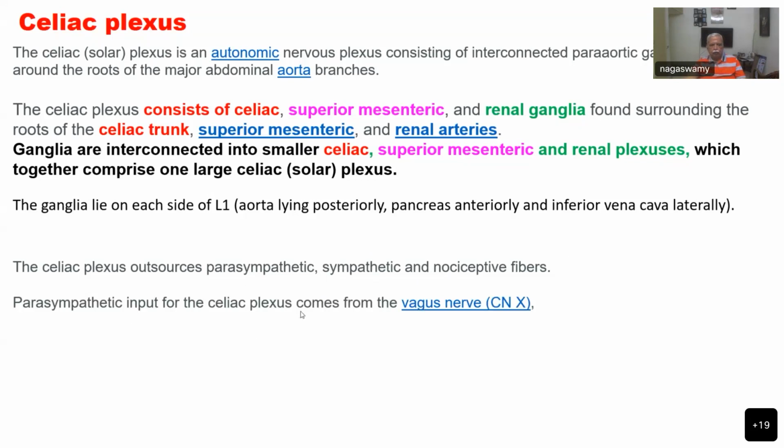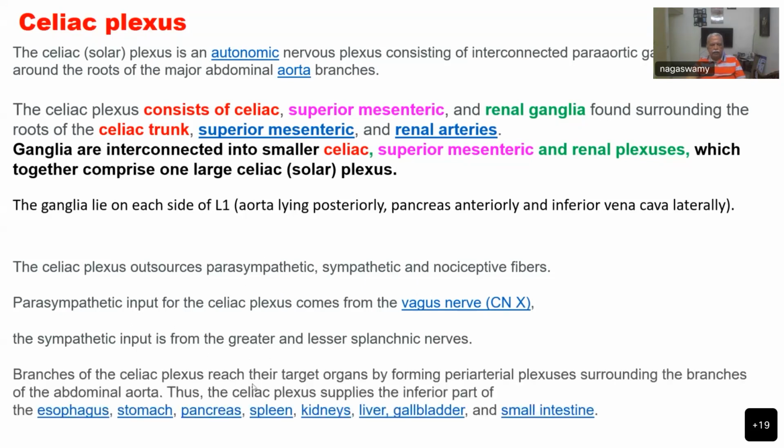The parasympathetic input for this plexus is from the vagus nerve, and the sympathetic is from the greater and lesser splanchnic nerves. So these are the nerves giving the parasympathetic and sympathetic supply, and branches of the celiac plexus reach their target organs by forming a periarterial plexus surrounding the abdominal aorta. Thus, the celiac plexus supplies the inferior part of the esophagus. So, the majority of the abdominal organs, starting from the esophagus, stomach, pancreas, spleen, kidney, liver, gallbladder, and up to part of the small intestine, are all supplied by the celiac plexus. That is why when any of these organs are affected, the patient will have pain transmitted through this.